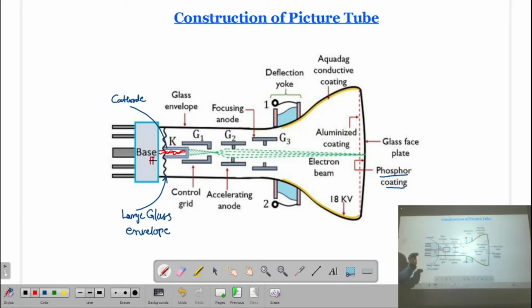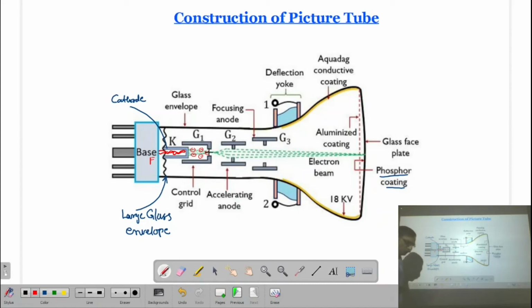When we apply a certain voltage to the filament, it will heat up, and due to that the cathode is also going to heat up. The cathode is coated with barium oxide or some kind of oxide material, and due to this heat the electrons are emitted. Okay?